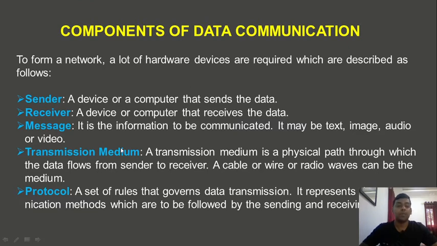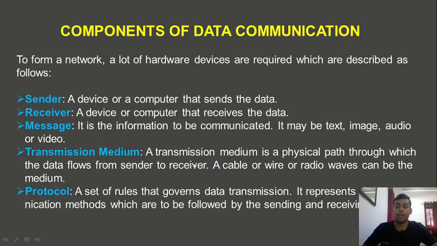Then message. What is a message? It is the information to be communicated. It may be text, image, audio, video, or any other kind of data. So the message is the actual data or information we want to communicate. It can be a text, an image, an audio, a video. It can be any of these. Then transmission medium.